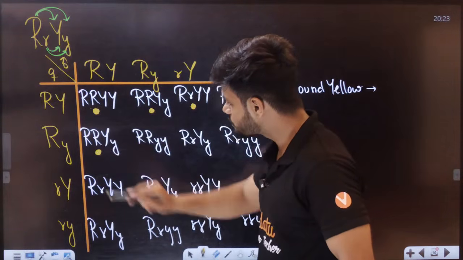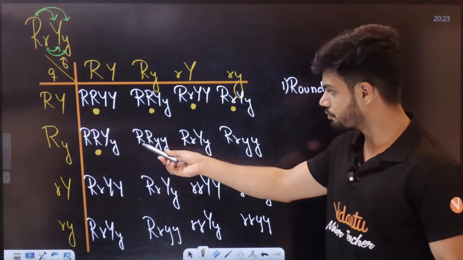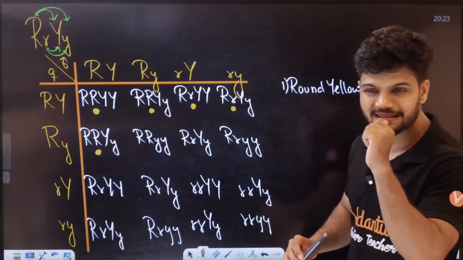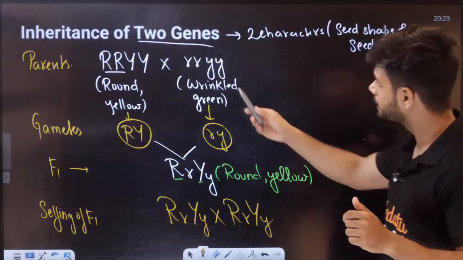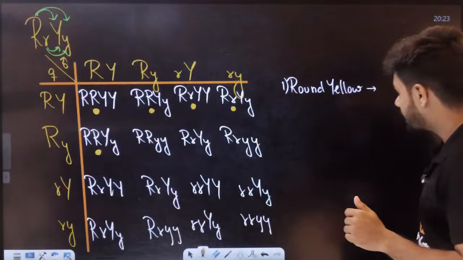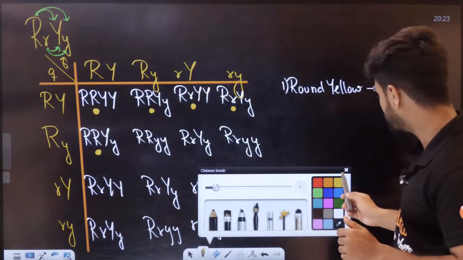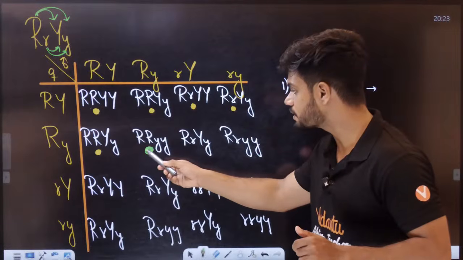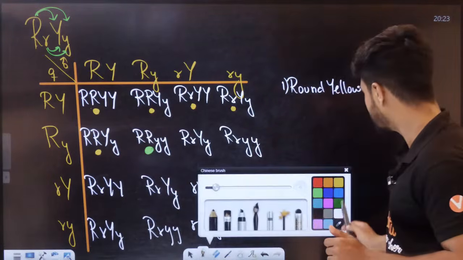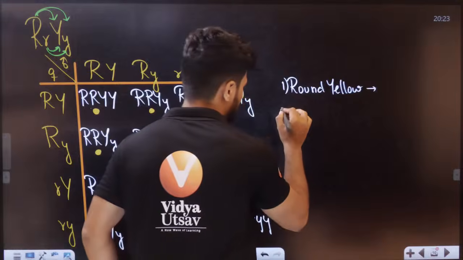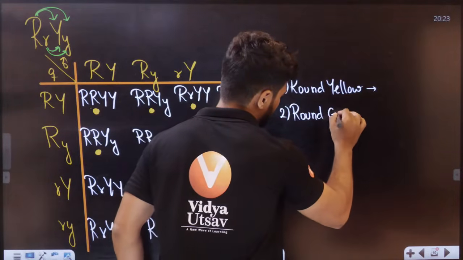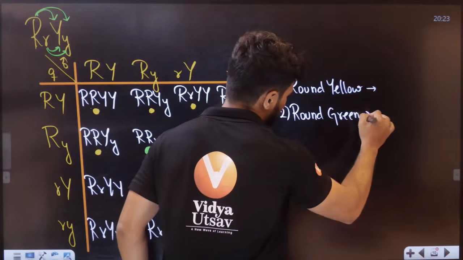But students, if you see this one, it is going to be round. But small y means what? Small y is going to be what? Green, no? Here we learned that small y is always green. So can I tell this one is going to be round and green? Yes or no, students? Round and green we got here.